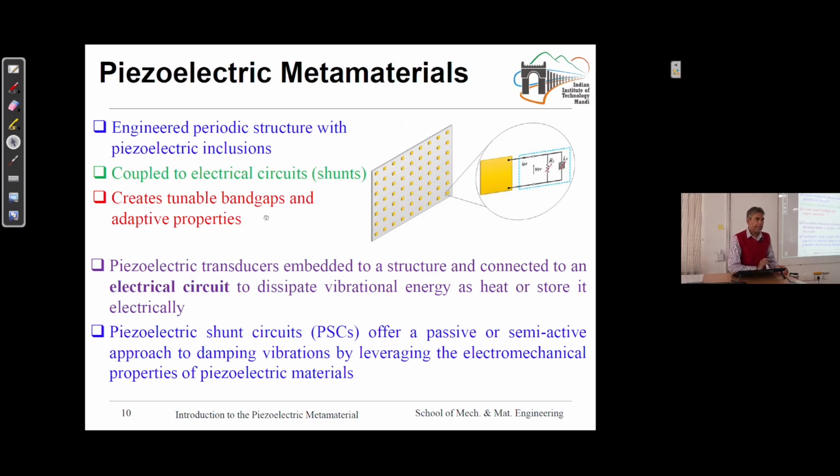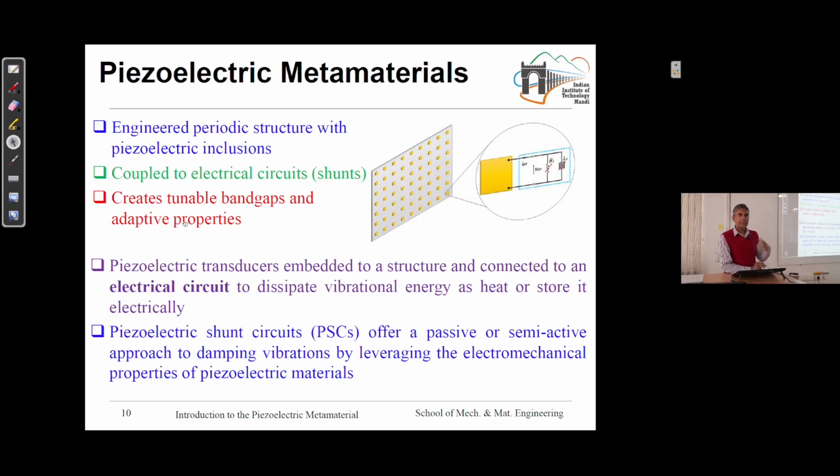Tunable band gaps means if we want, vibrations of this frequency actually should not be there, right? So we can tune. Vibrations of certain frequencies will not come in the structure, while vibrations of other frequencies may be there. So if we have this type of provision in our structure, that is known as the tunable band gaps and adaptive properties.